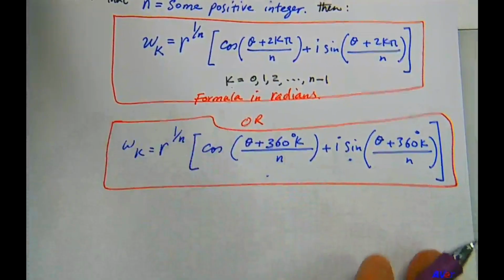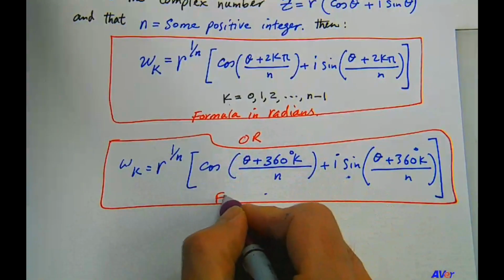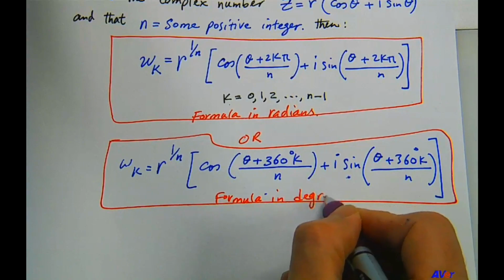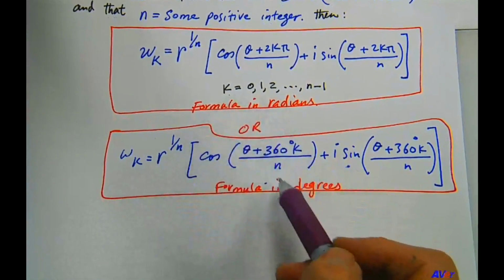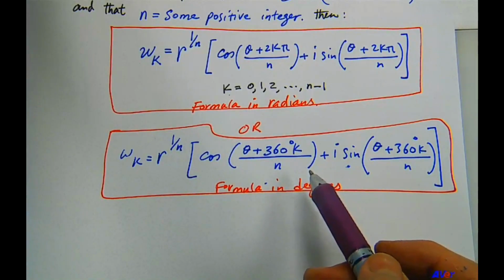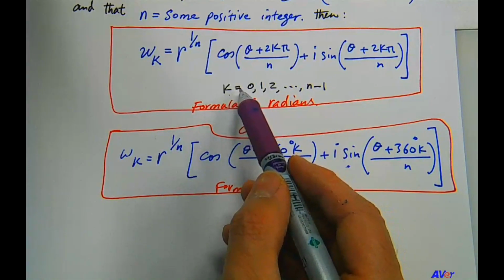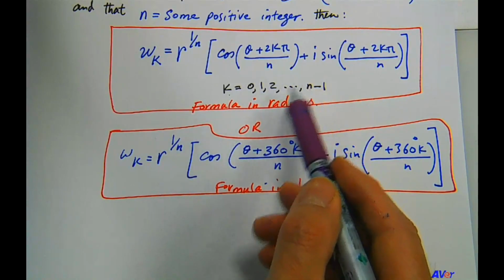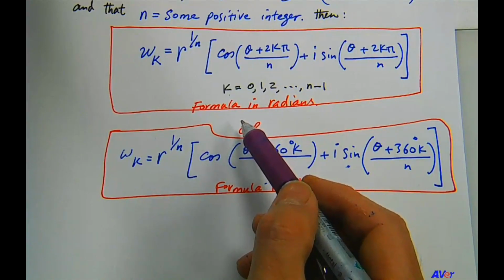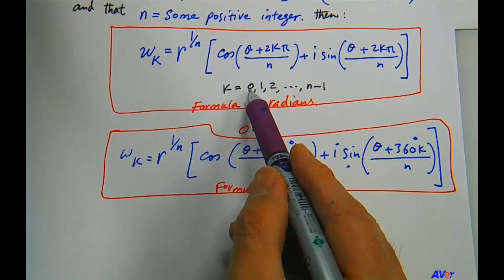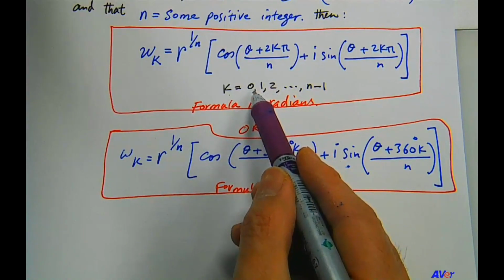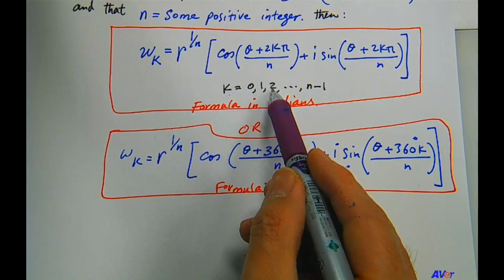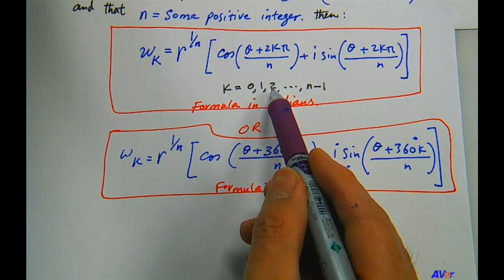Okay, so this is that. Let's box it. And the same rules apply here. So this is the formula in degrees, and what we said about k also applies here. So if you're looking for 4 roots, k would increment from 0, 1, 2, 3, or n minus 1, because if n is equal to 4 for 4 roots, then k would have to increment from 0 to 3. That's going to give us 4 roots, right? k equals 0, 1 root, k equals 1, another root, k equals 2 gives us another root, and k equals 3 gives us another root.